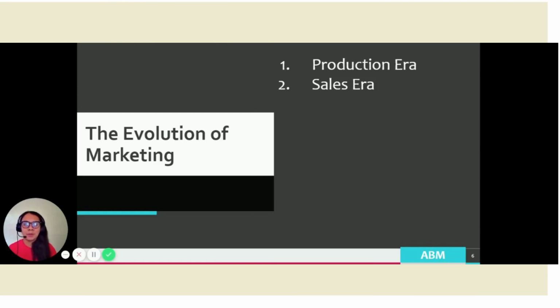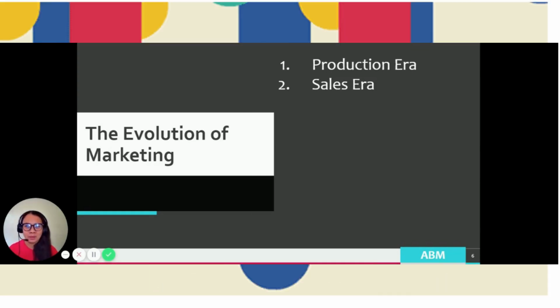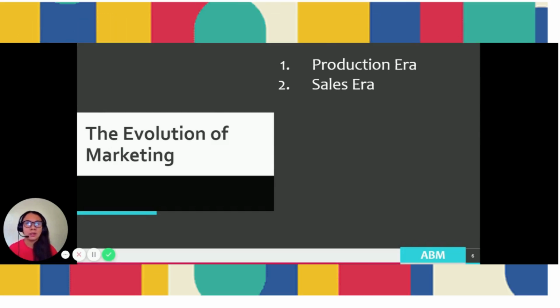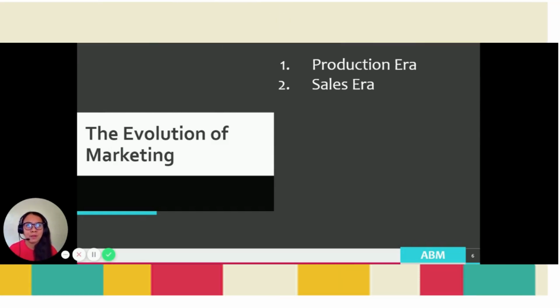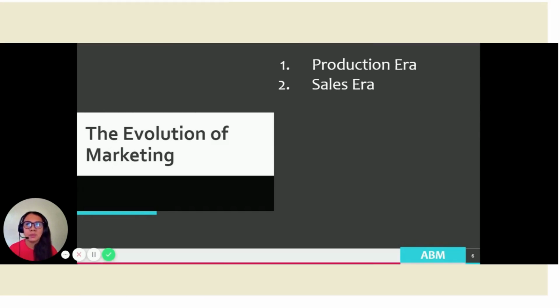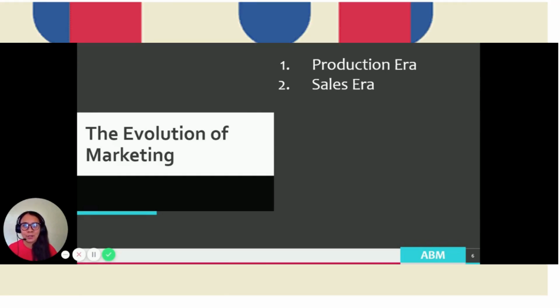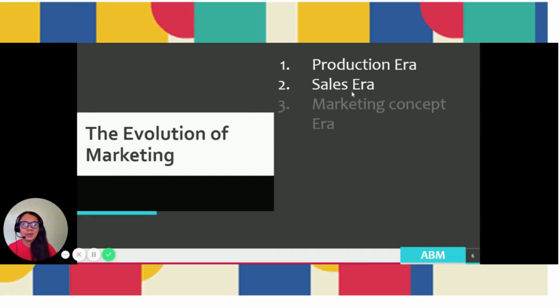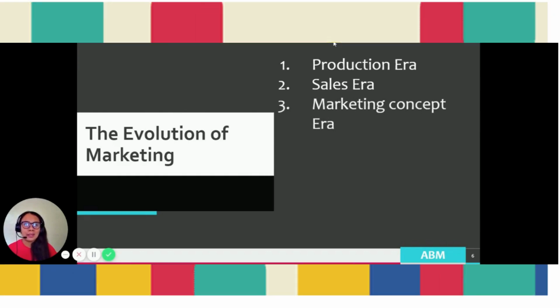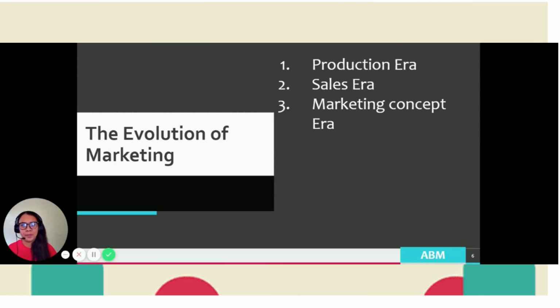However, companies were concerned only about selling their products. They just wanted to get rid of their products so that they could get the profit. It was not because they wanted to fulfill the needs of their customers. Everything in the sales era was about the price, not about the quality of the products, not about fulfilling the needs of the customers. Now, the third era is the marketing concept era.